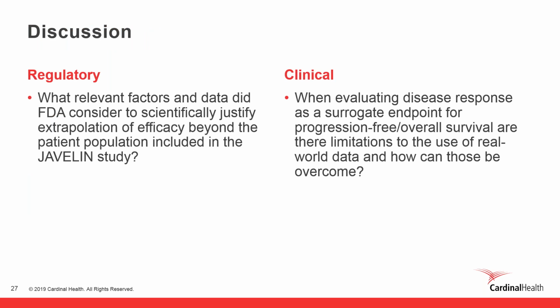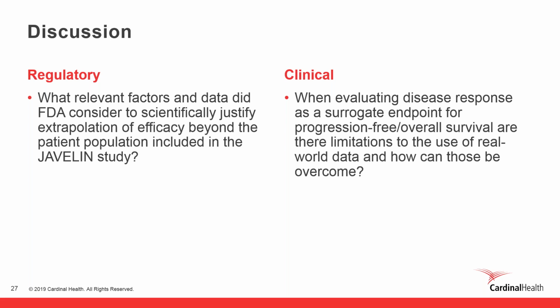So to Todd, what relevant factors and data did the FDA consider to scientifically justify extrapolation of the efficacy beyond the patient population included in the Javelin study? As I mentioned, the study was in second line. The study didn't include pediatric patients. So how did that happen?